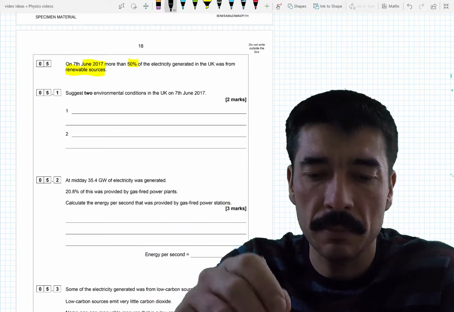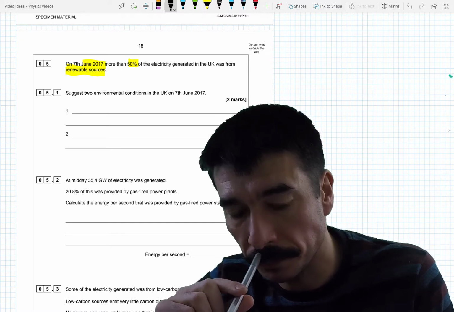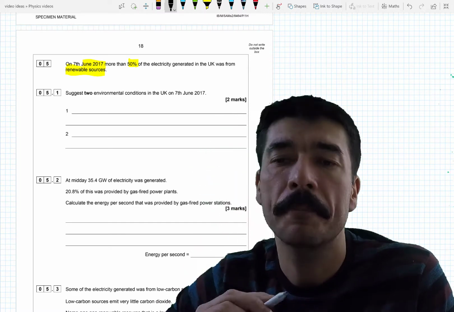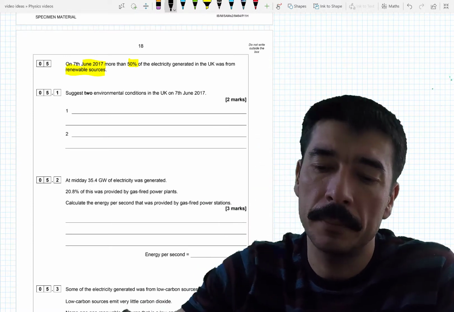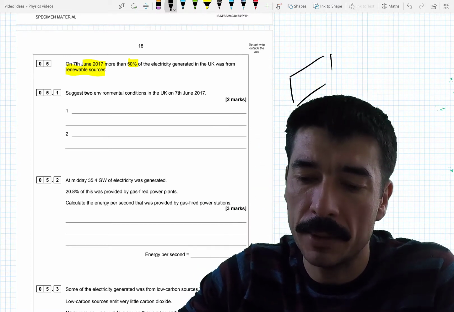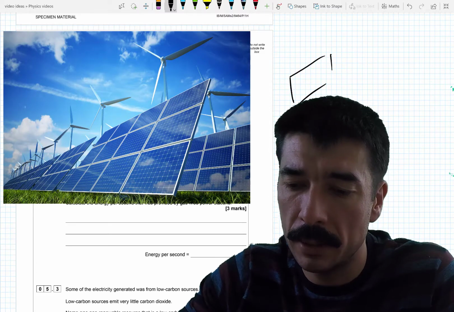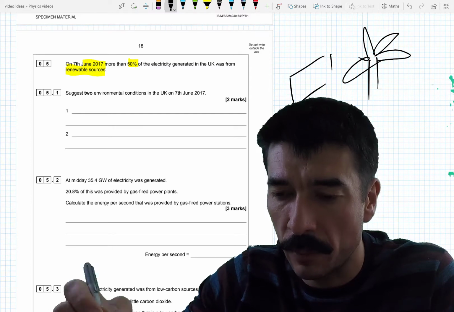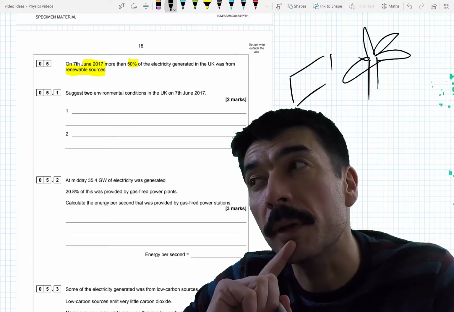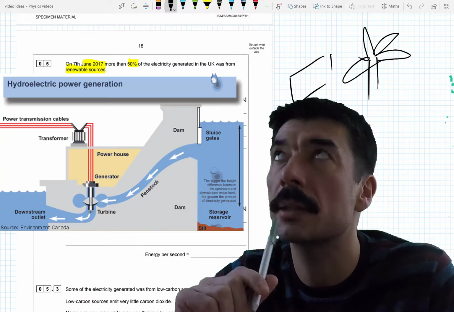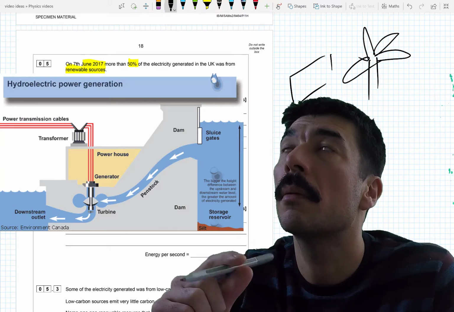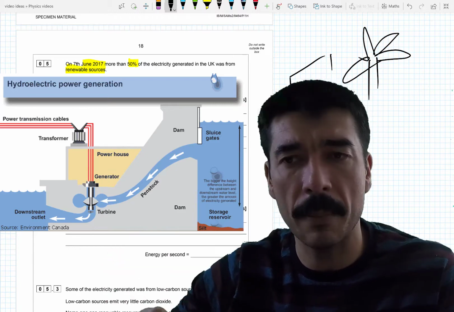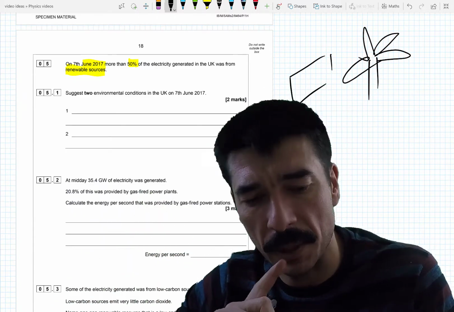So, to be honest, bit of a weird question. It does say it's high demand in the spec. But what renewable sources do we know? We know, hopefully, about solar panels. Okay, solar panels, you've got wind turbines. Terrible drawing of a wind turbine. What else have we got? We've got geothermal, we've got dams, hydroelectric, tidal, all those types of things.